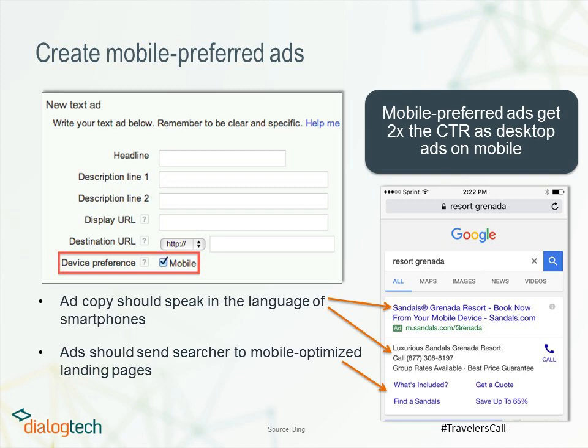So what does that mean? It means speaking in the language of smartphones. For example, Sandals here says, book now from your mobile device. It acknowledges the fact that I am on a mobile device seeing their ad. They've got the call button, of course, which is extremely important when you're targeting smartphone users. They also have site links at the bottom that are mobile optimized, so make sure the links you offer there go to a mobile optimized landing page, not just the main link, but all the site links you include as well.